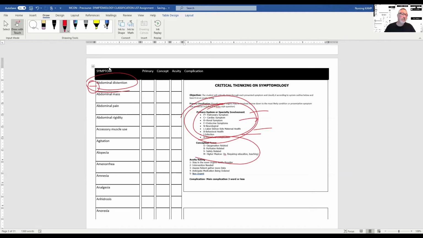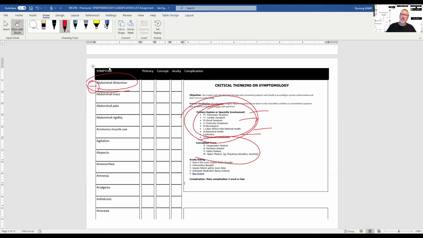Well, that's a good question. It depends on what the issue is, right? Is it abdominal distension? If a patient is post-op and they have abdominal distension, it requires some assessment. Is it bleeding? Is it not? So safety related depends on the context.